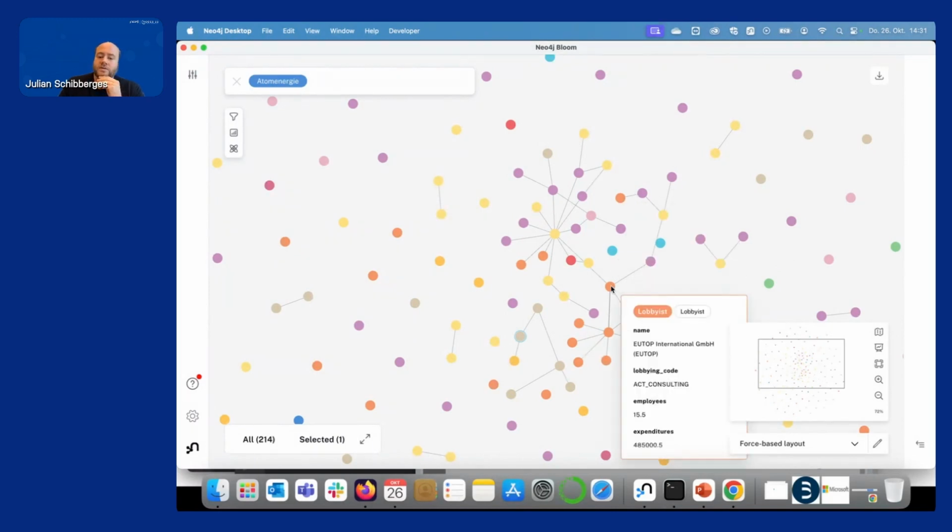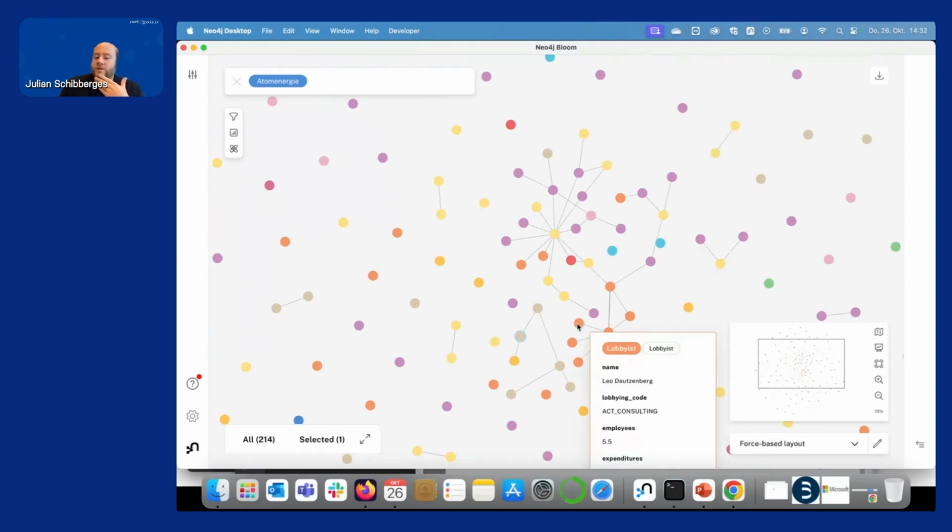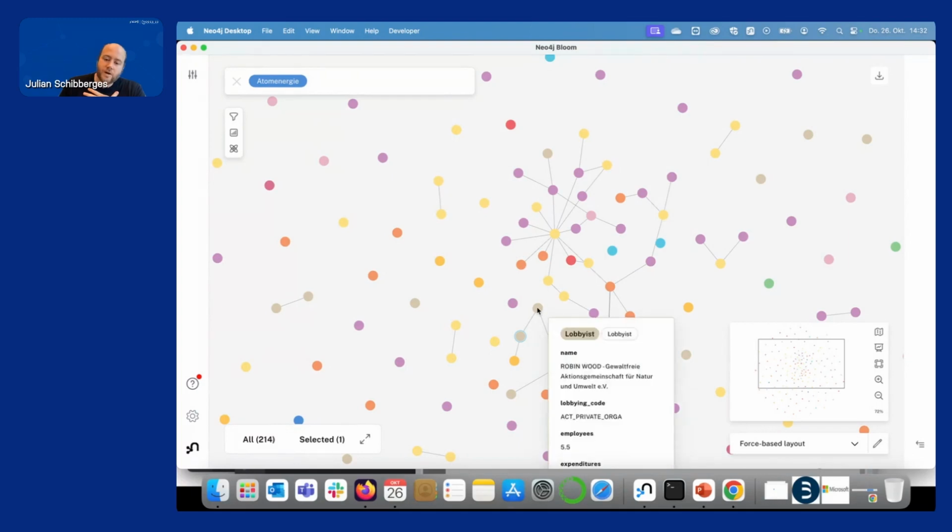The orange nodes are consultancies, so lobbyists for hire. You see OITOP here, and something that's interesting, for instance, is that OITOP actually has a lot of client relationships with other lobbyists. So basically OITOP is outsourcing some of the lobbying work to these lobbyists, and apparently they do so in the field of nuclear power.